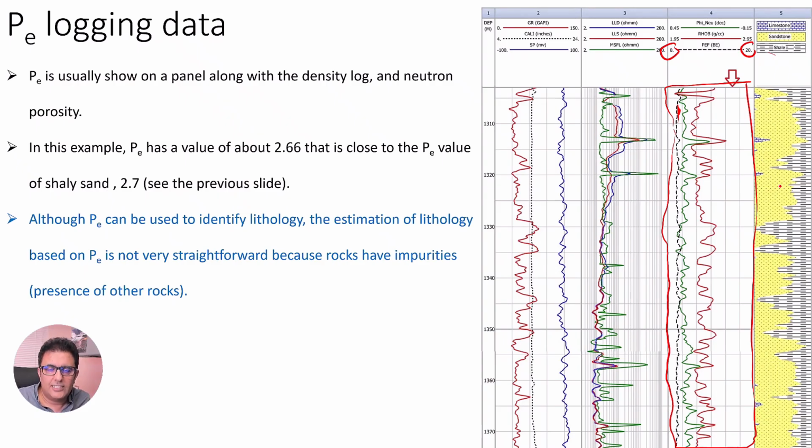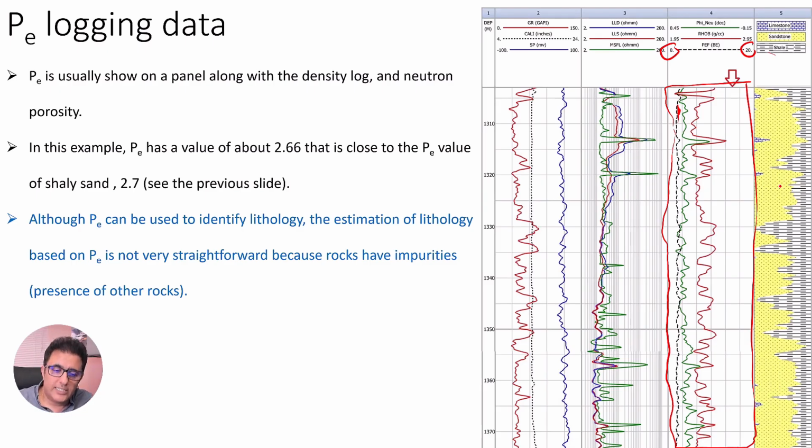Something that is interesting here is that using PE, we may get some idea about lithology. However, we should be careful about that, because rocks may have some impurities. For example, we deal with shaly sand or limey sand. Due to those impurities, we may get a different value for PE. And if we don't consider those impurities in the formation rock, we may end up with a wrong identification of lithology. So PE can help us to have some idea of lithology, but it is not conclusive by itself. We have to use other prior information that we have.